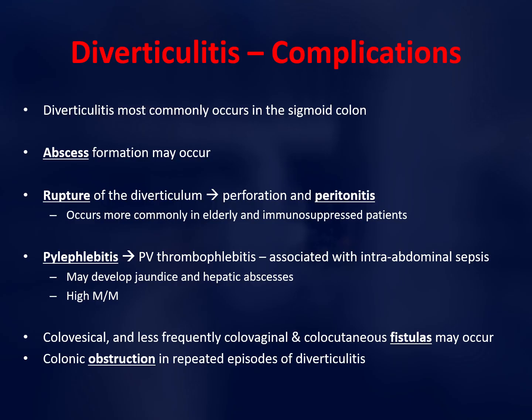Also, we can have colovesical and, less frequently, colovaginal and colocutaneous fistulas when the inflammation and the infection is not just localized to the sigmoid but extends to the adjacent organs. In the long term, repeated episodes of diverticulitis can cause chronic inflammation in the sigmoid colon and cause a condition we call smoldering diverticulitis, causing a colonic obstruction.